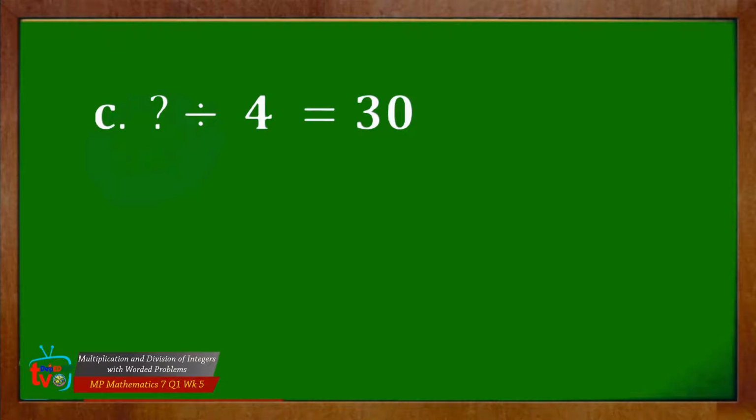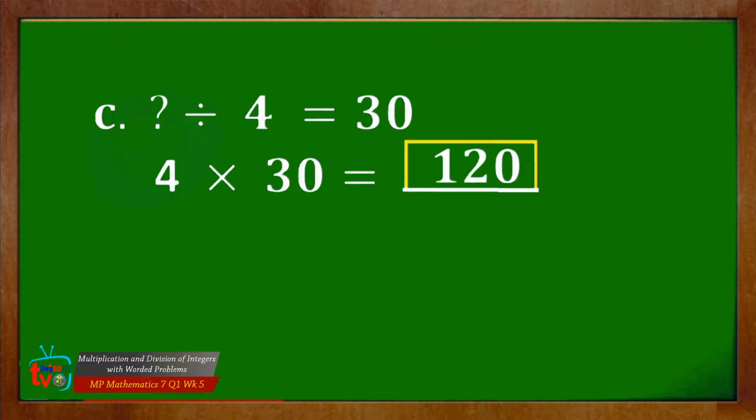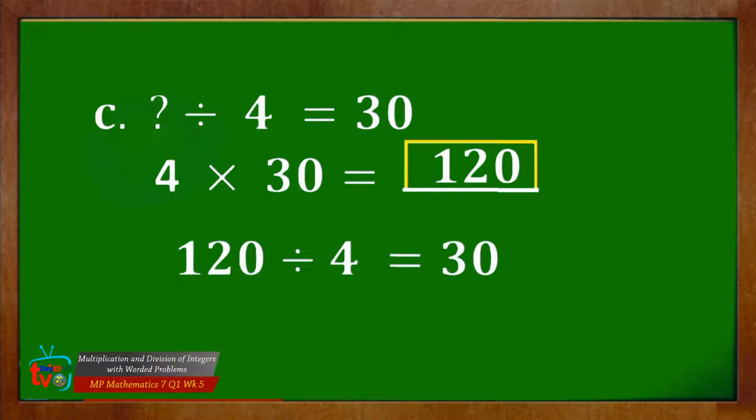Letter C of example 1. Blank divided by 4 equals 30. Take note, the quotient is positive and the divisor is positive, meaning our answer is also positive. Now, to solve for the answer, multiply 4 and 30. That is 120. Therefore, 120 divided by 4 equals 30.